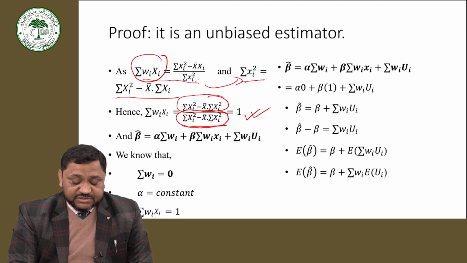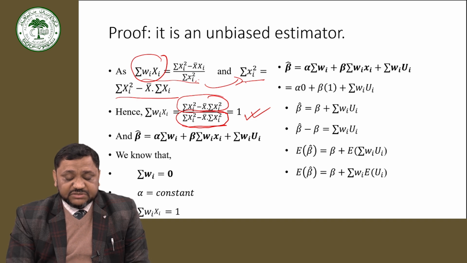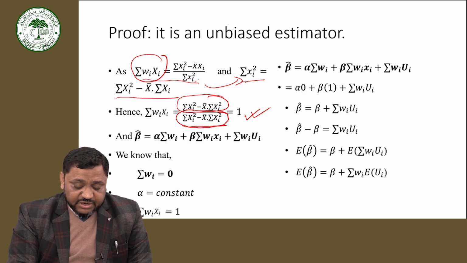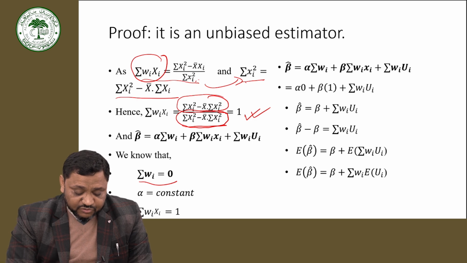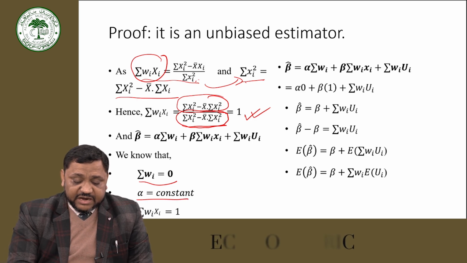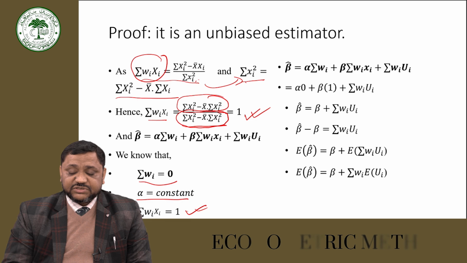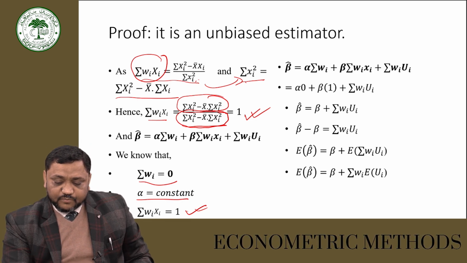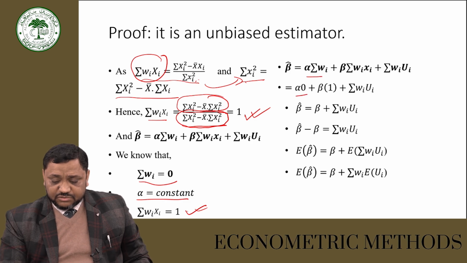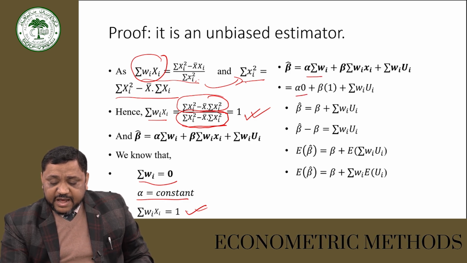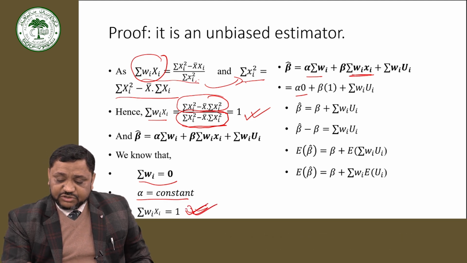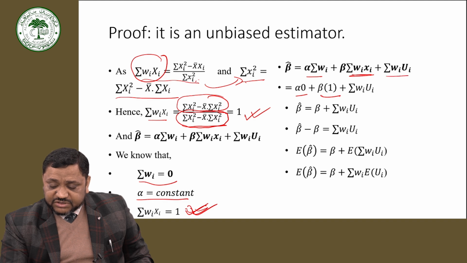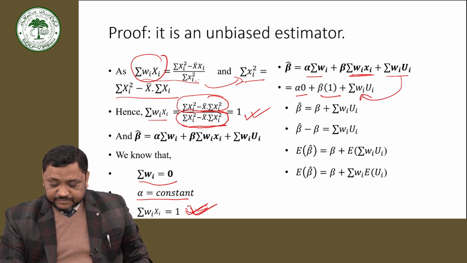So when these two terms are the same, this is equal to 1. So we have beta hat is equal to alpha summation wi plus beta summation wi xi plus summation wi ui. Now here summation wi is equal to 0, alpha is a constant, and summation wi xi we have just now proved is equal to 1. We put all these things over here. So alpha multiplied by 0 will vanish. Beta multiplied by summation wi xi, this is equal to 1, as we have just now seen over here. And this last term comes as it is.